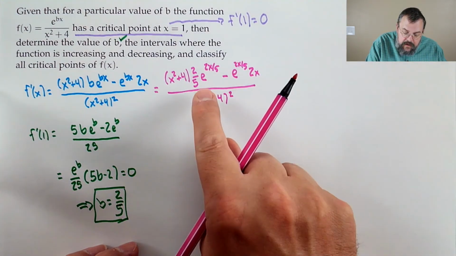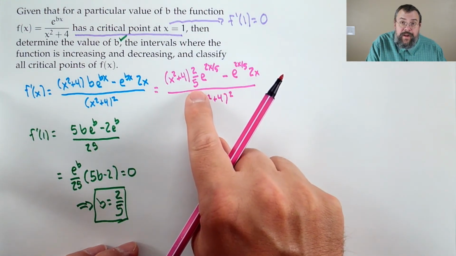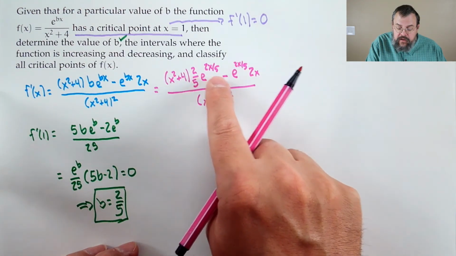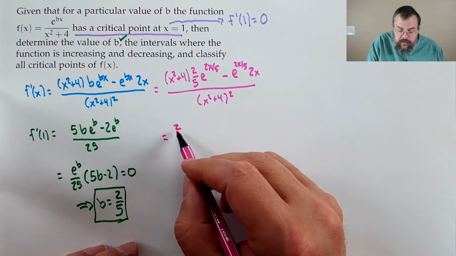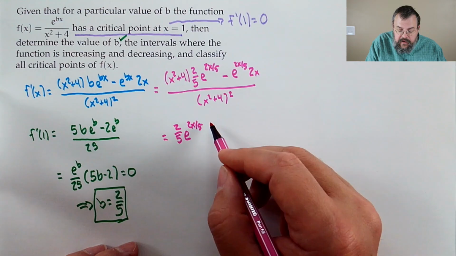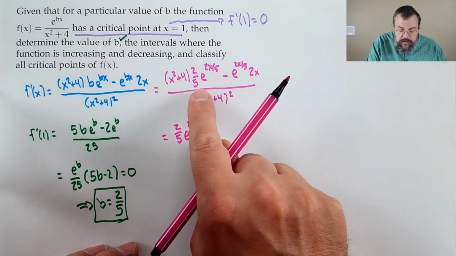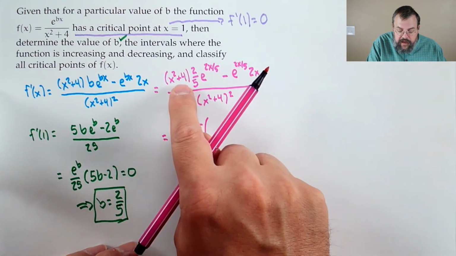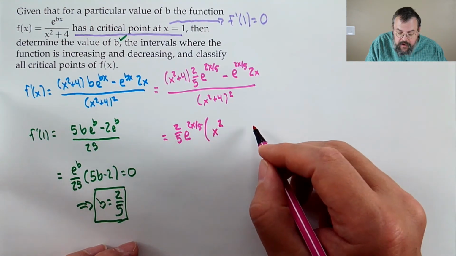Well, let's pull out the common factor. They both have e to the 2x over 5. I also want to get rid of the fraction, so I'll pull out a 1 fifth, and I'll pull out a 2, because there's a 2 as well. So 2 fifths e to the 2x over 5. Now, what's left? From the first term, we grabbed all of the end part, so there's an x squared plus 4.